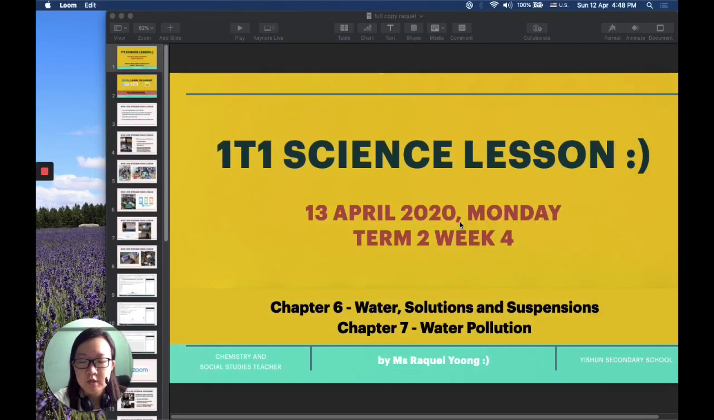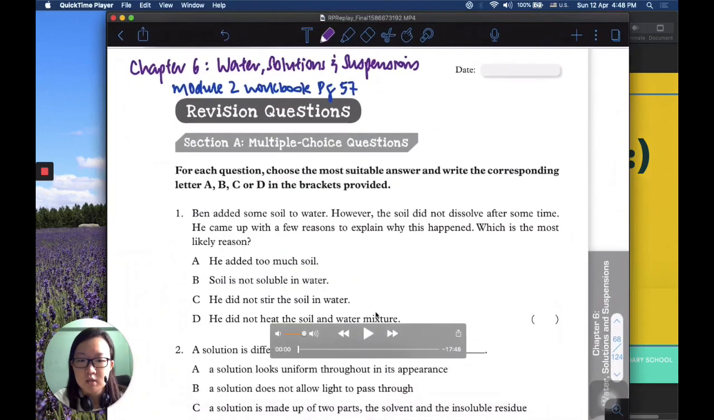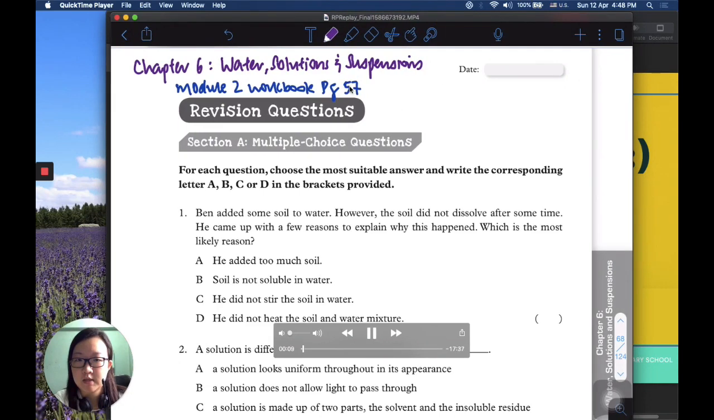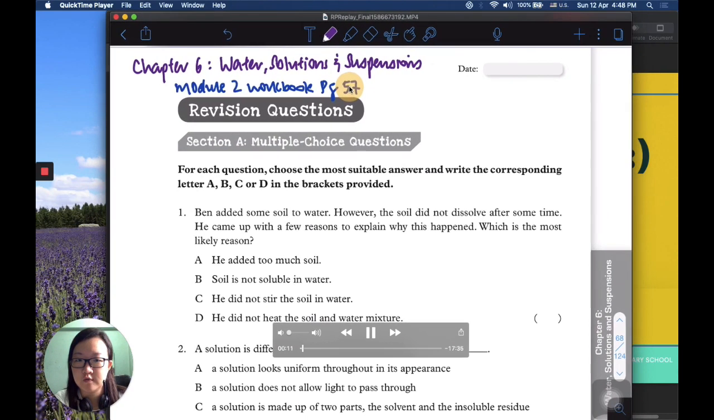Alright, now that we have completed Chapter 7, let's backtrack a bit to Chapter 6 to look at the revision questions. So again, you should have done this already. So now we are just going through answers for you to do your corrections. So this is Chapter 6, Water, Solutions and Suspensions. We are still in the same workbook, but now please turn to page 57.